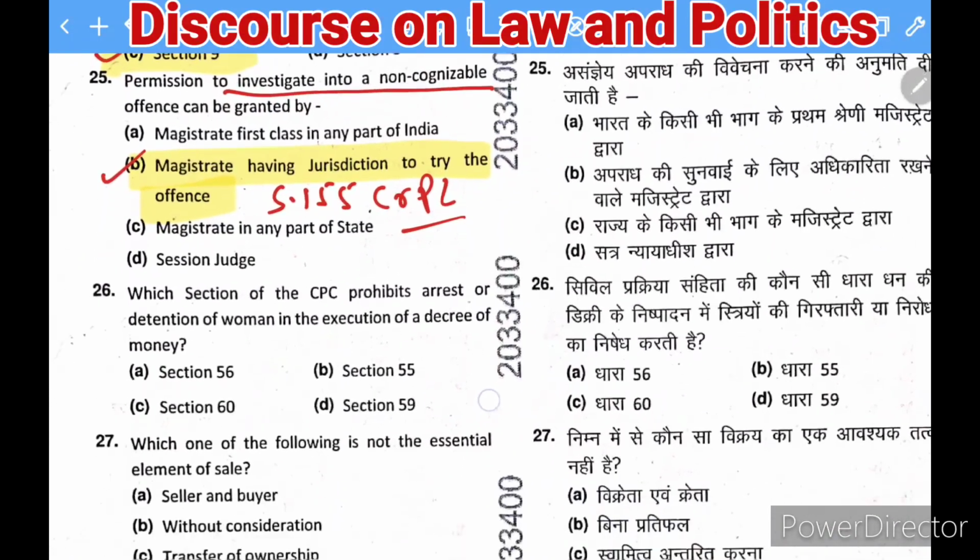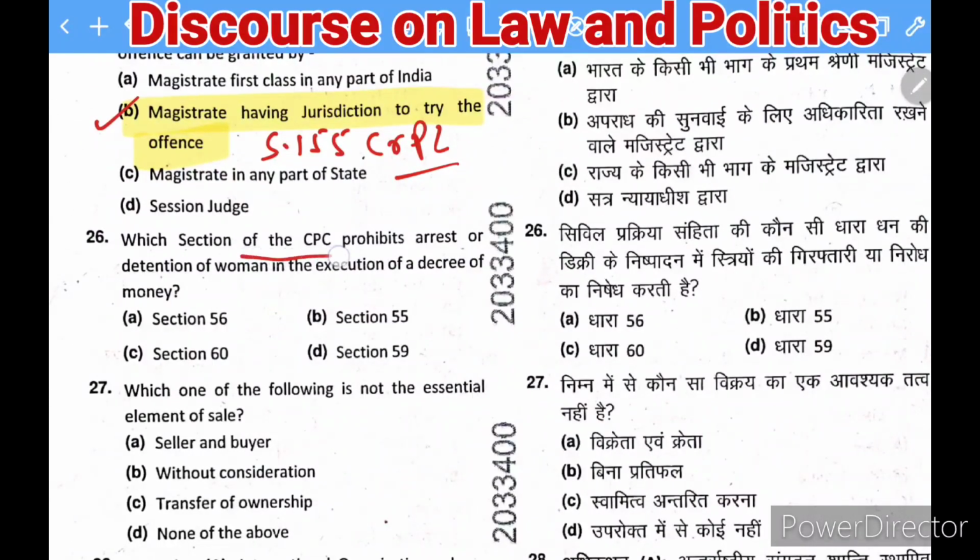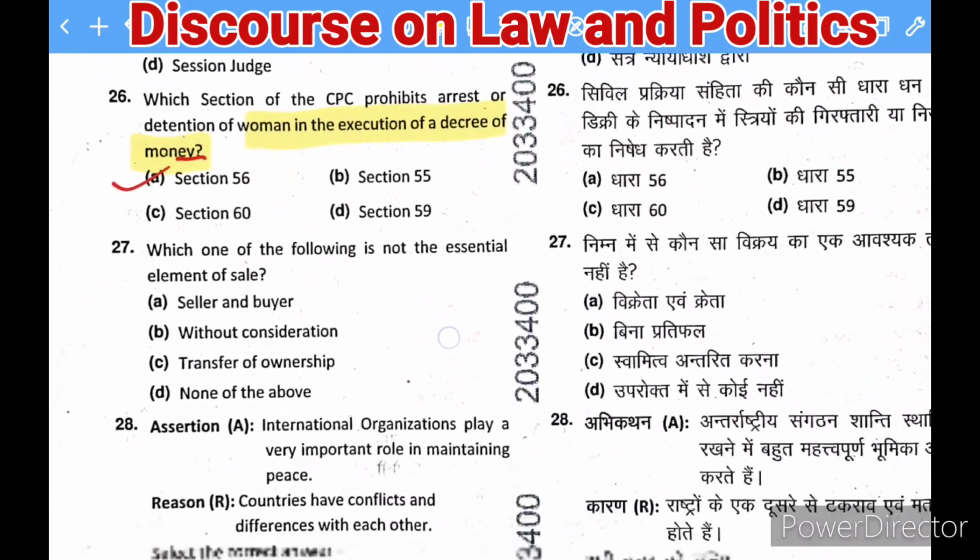Okay, now next question, which section of the CPC prohibits arrest or detention of women in execution of decree of money? Okay, and the options which are given: section 56, 55, 59 and 60. And the right answer of this question is section 56. It prohibits that women in execution of decree, they would not be arrested. Okay, now let's see the next question.